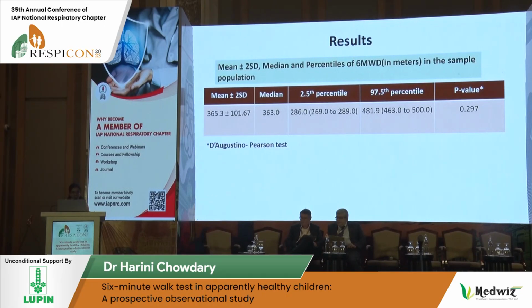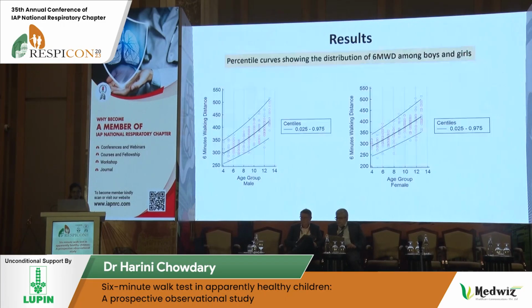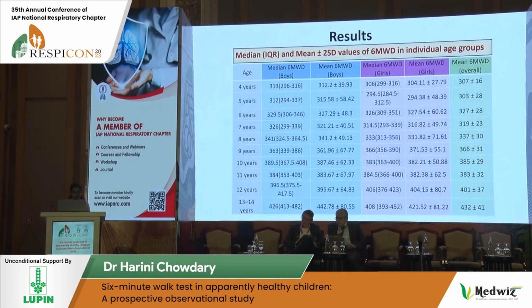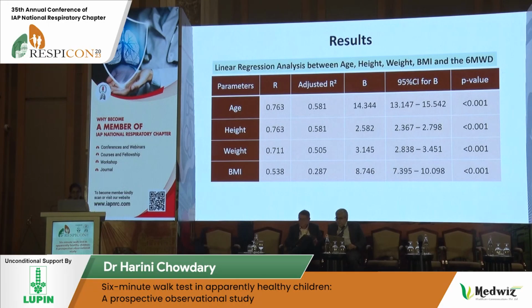Coming to the results, the mean 6-minute walk distance the children were able to achieve was 365 meters, and the median was 363 meters. These are the percentile curves showing the distribution of 6-minute walk distance in relation to age in boys and girls. We observed that the mean 6-minute walk distance increased with age, with no significant difference between boys and girls among all these age groups. Linear regression analysis showed that the 6-minute walk distance correlated positively with age, height, weight, and BMI of the children.